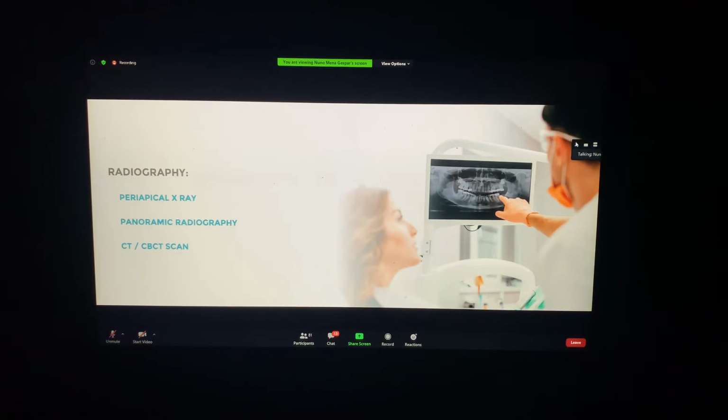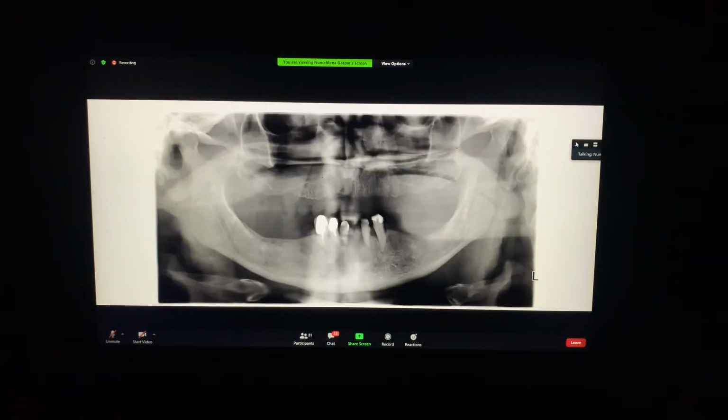So, and if you don't know why, I can show you a case. This is a case of a gentleman that came to my clinic to do a full arch on the lower mandible, on the mandible. So this is the panoramic.